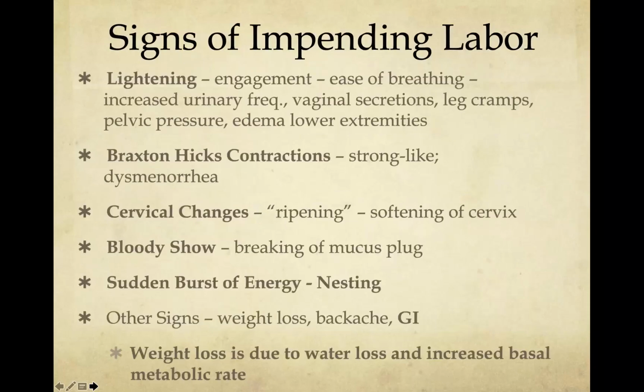Some signs of impending labor: lightning. So here she goes from the baby being really high up and putting a lot of pressure on the diaphragm and making it hard to breathe, to the baby starting to descend into the abdominal pelvic cavity and dropping down. So she starts getting engagement. So she may be able to breathe easier, but now she has more urinary frequency. You'll see increased vaginal secretions as well as leg cramps, pressure in the pelvic region due to the baby descending, and also edema in the lower extremities.